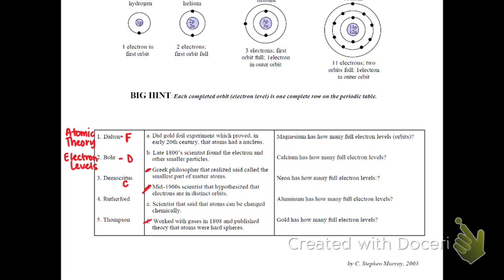Okay, this is a typo. Democritus is the one who called these atoms. Rutherford is this gold guy. He did this gold foil experiment that proved atoms had a nucleus a long time ago. It was pretty significant. Yes. So Rutherford is A.